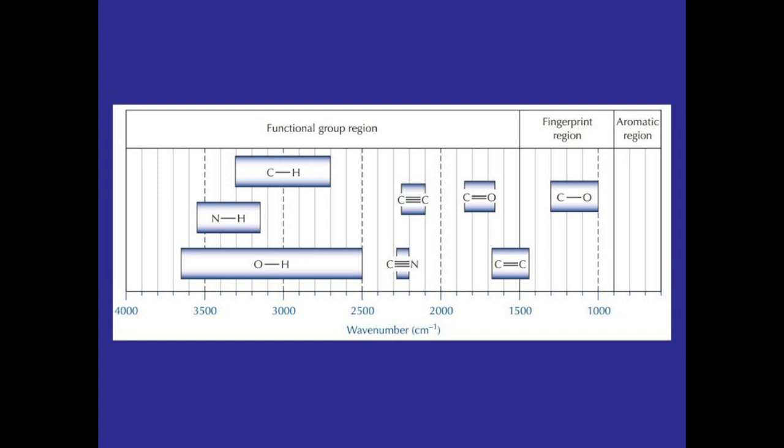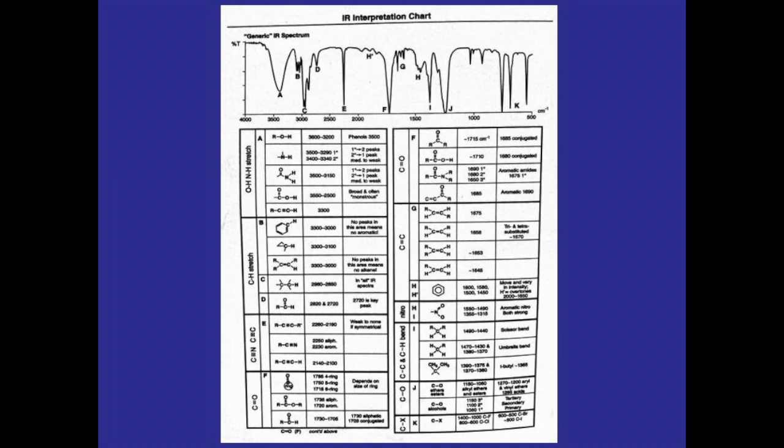You can start memorizing ranges and use handouts like this one, which is in your lab notebook or on Learning Suite, to start learning where these peaks end up. This sheet shows you similar functional groups, in this case the carbonyl functional group, and it tells you where that peak will show up and what those peaks generally look like.